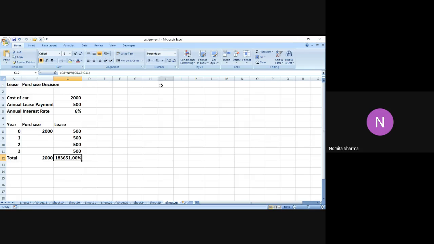And let me just correct that. It has come in the percentage form, and I don't want that. So let me just round off the zeros or the other decimal numbers as well.